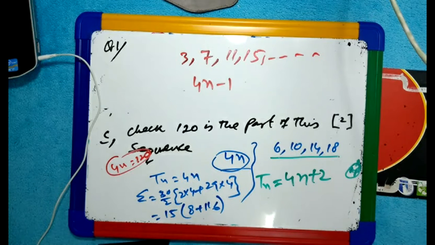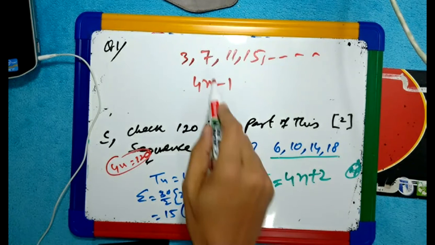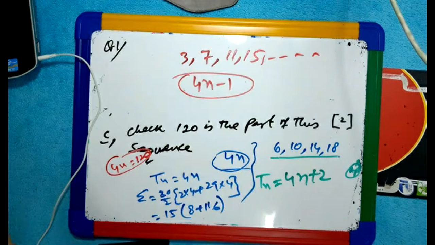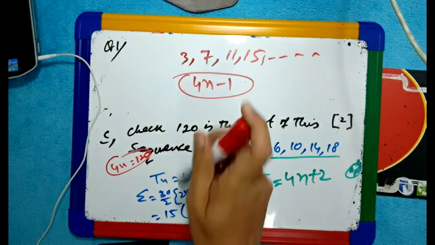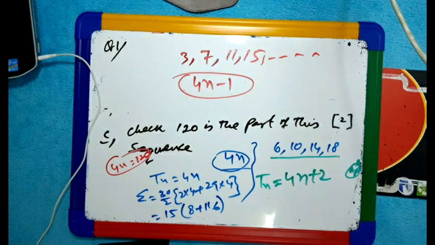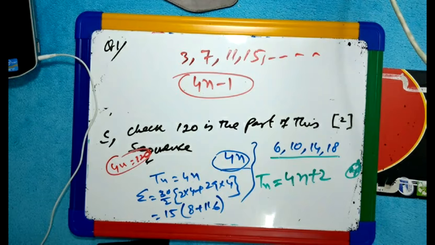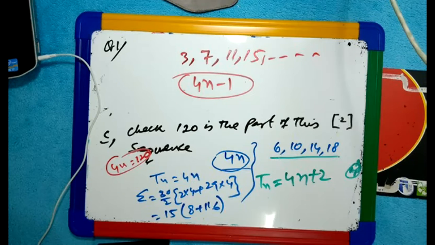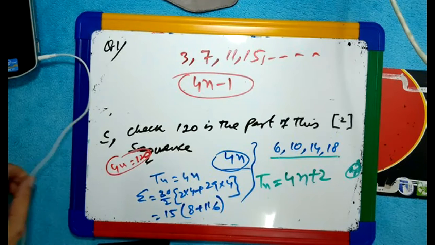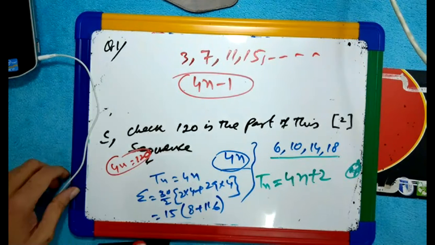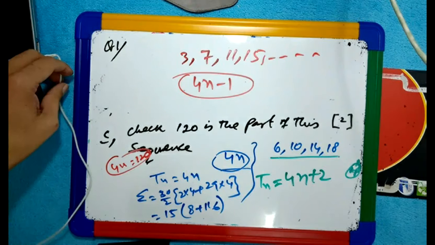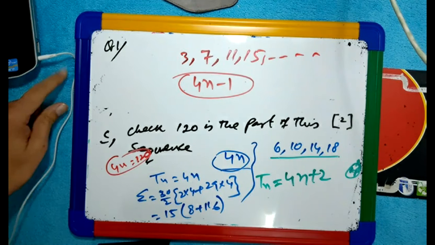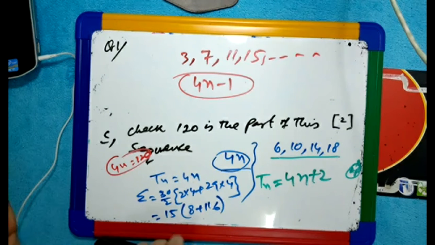If they say the nth term is given as this one, find out the first six terms. So easily you can find the first six terms by putting n equal to 1, 2, 3, 4, 5, 6. The maximum they will ask you is to do this and this sum, and they will ask you to check if a certain term exists in that sequence or not. This is the maximum thing they can ask.